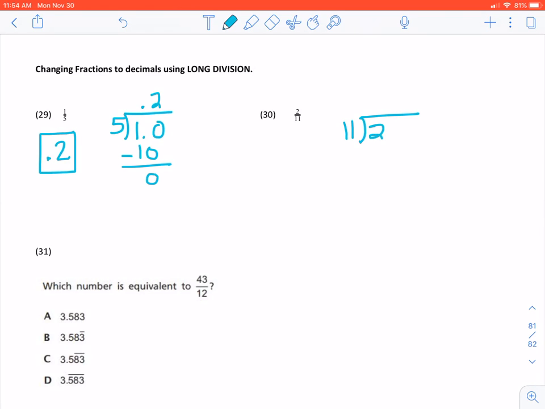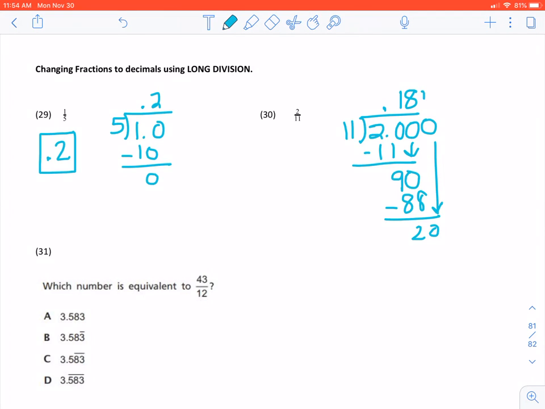So we're going to tip the fraction over. 11 is going to stay on the outside. So we're going to add that decimal point, add that 0. 11 goes into 20 once, which is 11. So now we're going to subtract. We get 9. We're going to bring down a 0. 11 goes into 90 8 times, which is 88. Subtract, you get 2. Bring down a 0.